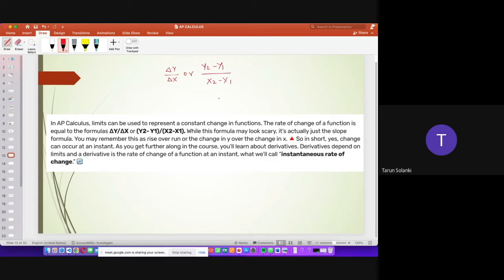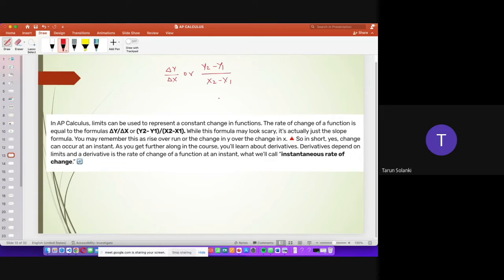While this formula may look scary to you, it's actually just the slope formula. You may remember this as rise over run, the change in y over the change in x. Okay, in short, yes.